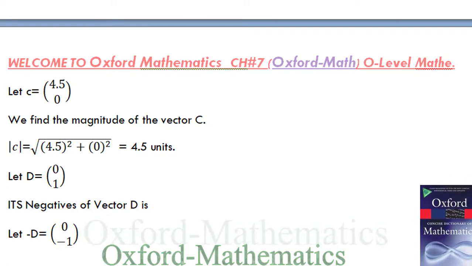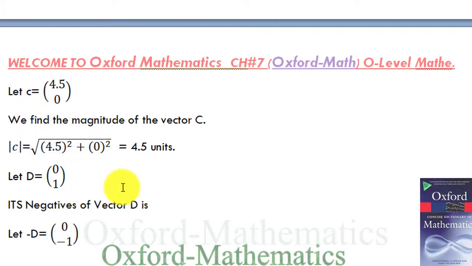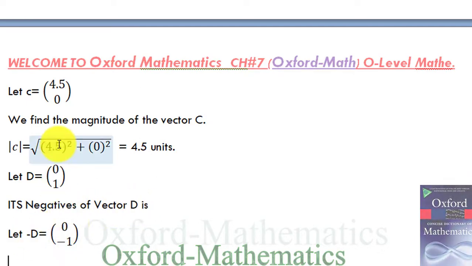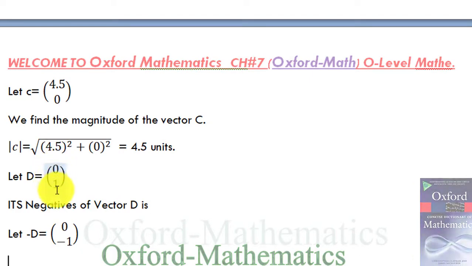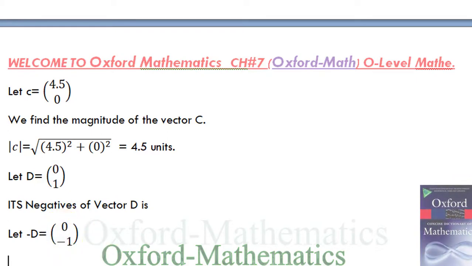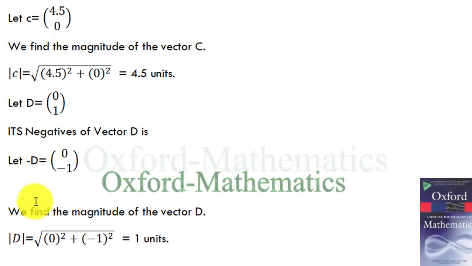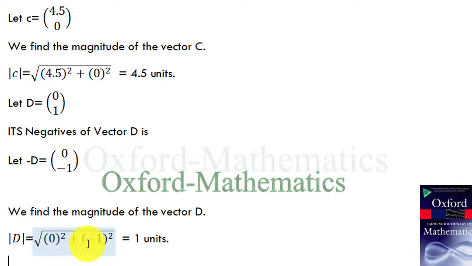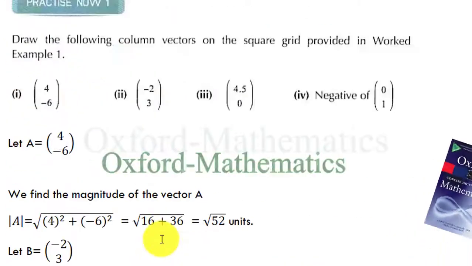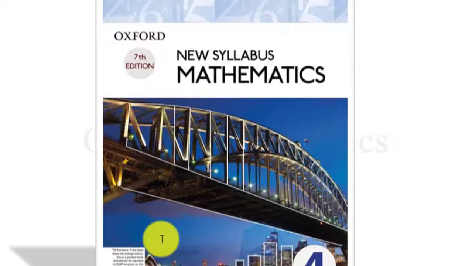Now the vector D, which is equal to (0, 1), its negative is -D. It means all the vectors whose coefficient is positive become negative, and if negative become positive. So 0 negative or 0 positive, no matter. Now we find the magnitude of the vector D or -D. For this purpose, |D| is equal to the square root of 0 squared plus (-1) squared. So the answer is 1 unit. So this is a very simple and interesting and most important practice.